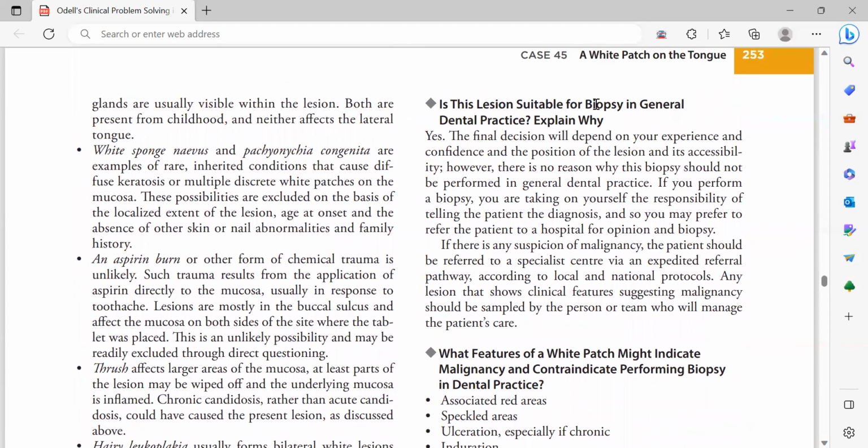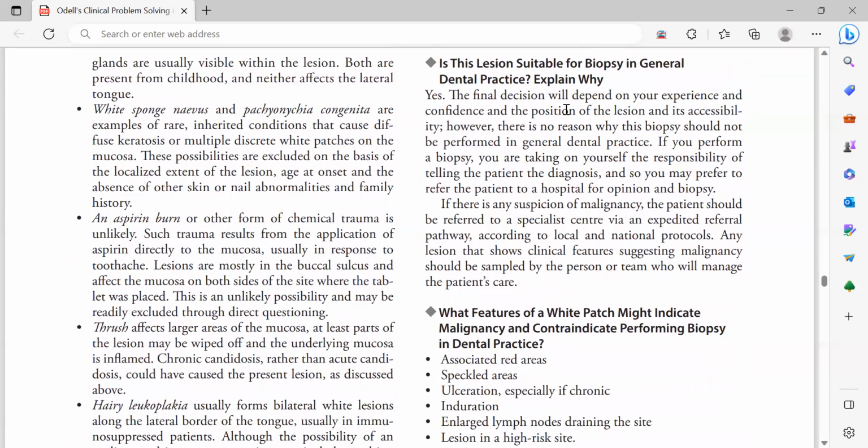Is this lesion suitable for biopsy in general dental practice? So here they have mentioned, yes, if you are competent enough you can do that, but according to TG, as we read, the best person to do the biopsy is the oral medicine specialist. If he is not available, then the oral surgeon or another specialist can do it. And in rural cases, if specialist referral can delay the treatment, then you can perform the biopsy, but only after seeking expert advice.